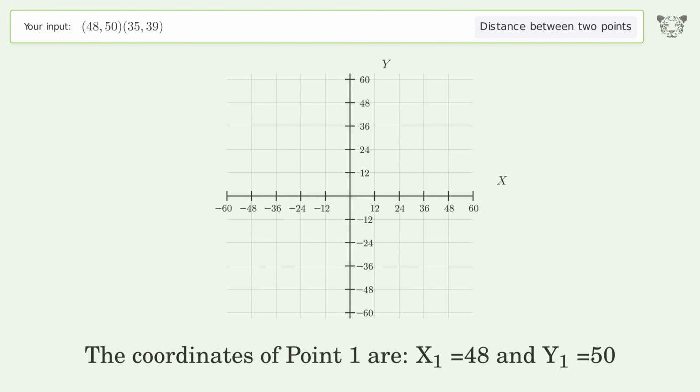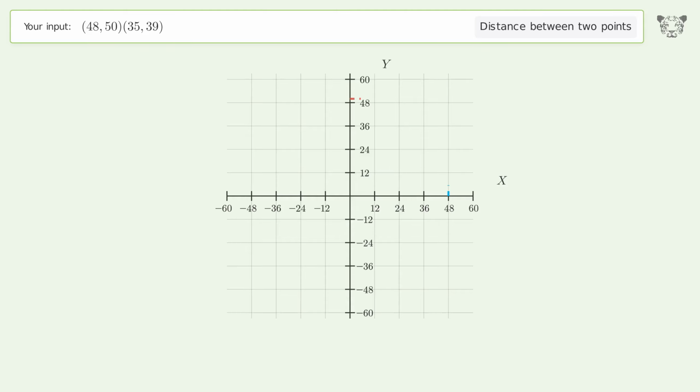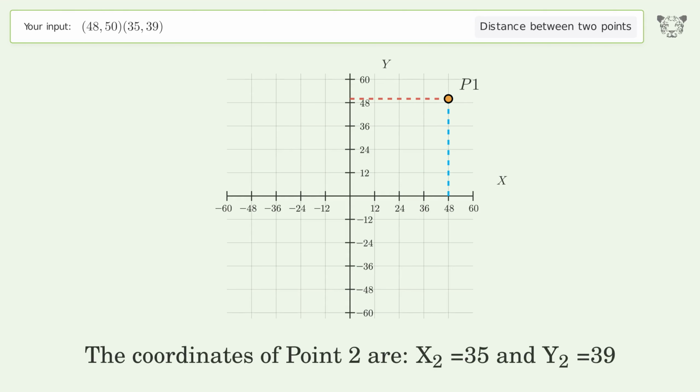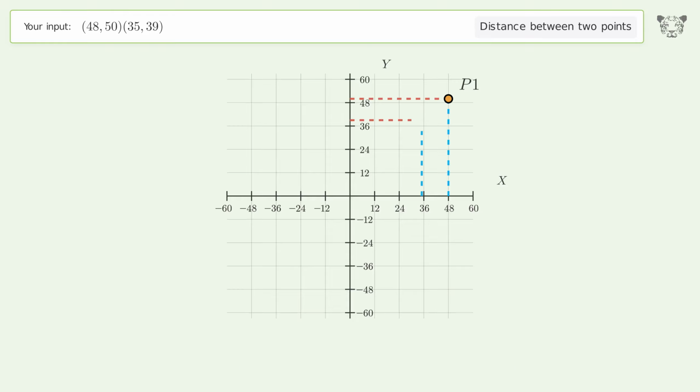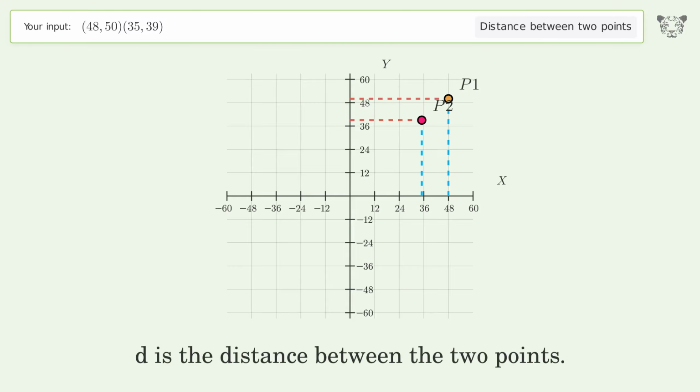The coordinates of point 1 are x1 equals 48 and y1 equals 50. The coordinates of point 2 are x2 equals 35 and y2 equals 39. D is the distance between the 2 points.